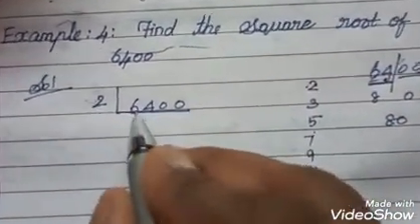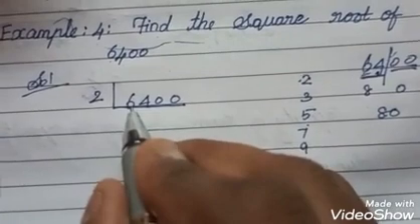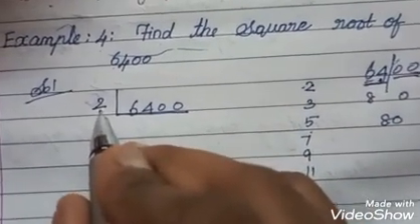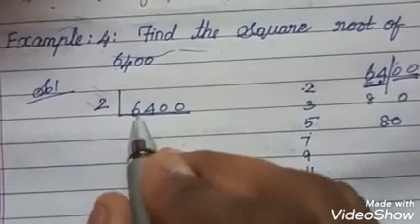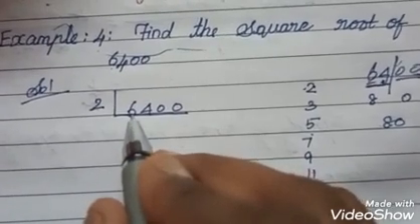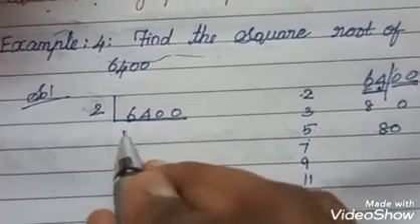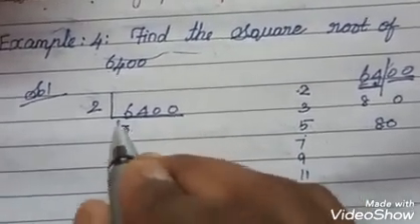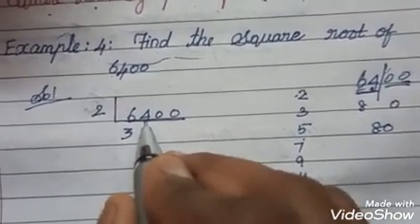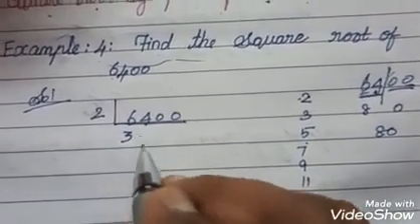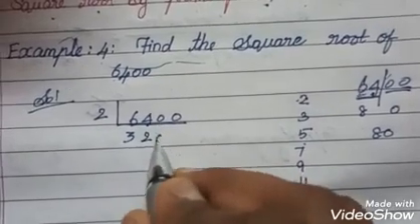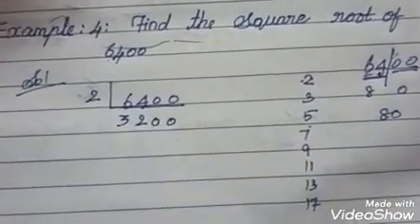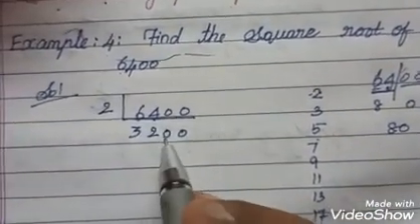You see the first number 6. 6 is greater than 2. So how many times? 2 1s are 2, 2 2s are 4, 2 3s are 6. So 3 times. Next you go with 4. How many times? 2 times, 2 2s are 4. Then 0, you take 0 as usual, since 2 zeros are 0.